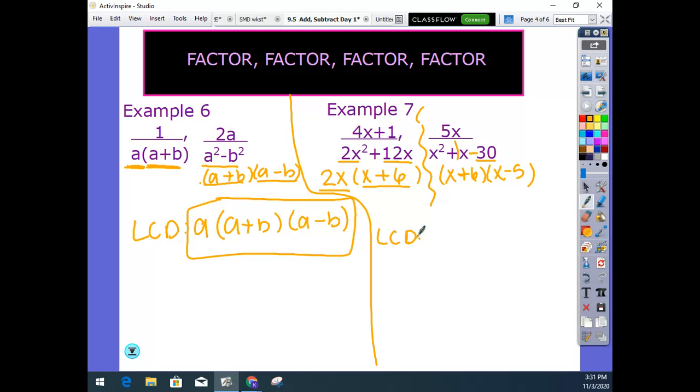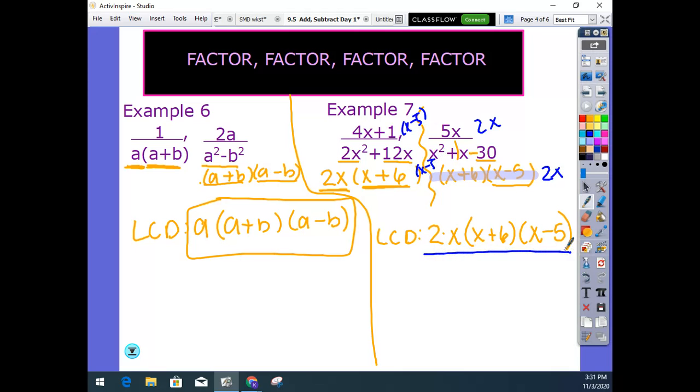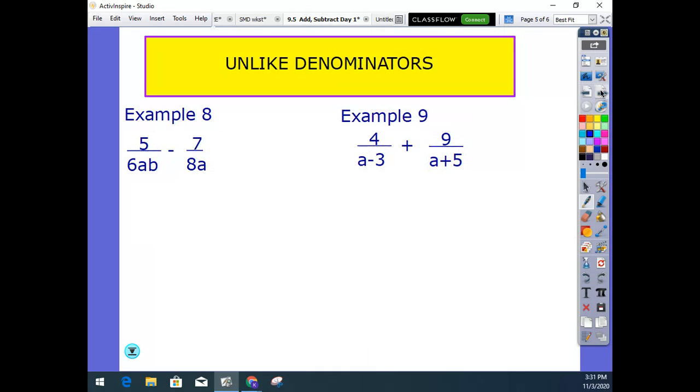Start at the beginning. You need a 2x, an x plus 6. Now, is there anything we're missing from the other denominator that we don't have yet? We still need an x plus 5. So we need to multiply this by 2x and 2x. This we need an x minus 5 and an x minus 5, and we'd have our common denominator.